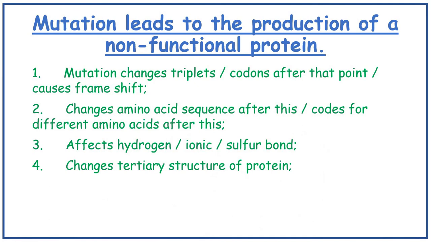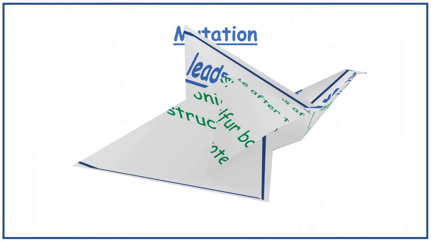Mutation leads to the production of a non-functional protein. Mutation changes triplets or codons after that point, or causes a frame shift if it's a deletion mutation. This changes the amino acid sequence after this point. This affects the hydrogen, ionic or disulfide bonds, and changes the tertiary structure of the protein.